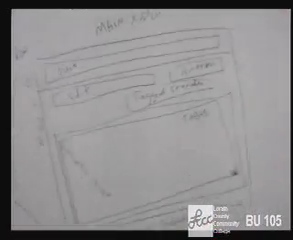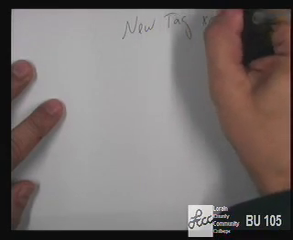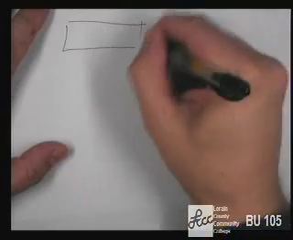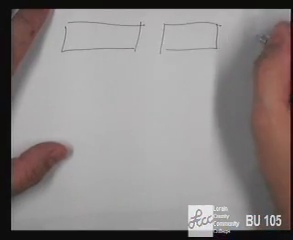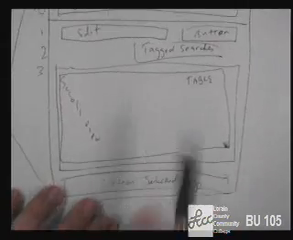We then have another XML that's called the new tag XML. And what it contains is a template for the new rows that we're going to pop into this table. So it contains the template for the new rows that we're going to pop into this table.